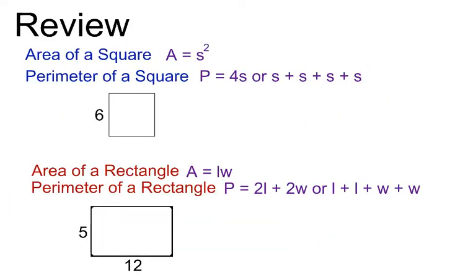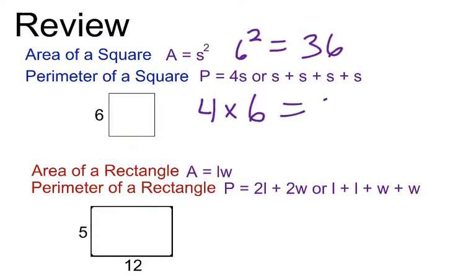What does that mean when we have figures? Well, in this case we of course could see, well, the area would be 6 times 6, or 6 squared, which gives us 36. The perimeter would be 4 times 6, or 6 plus 6 plus 6 plus 6, which is 24. And these, of course, would be units, or units squared.